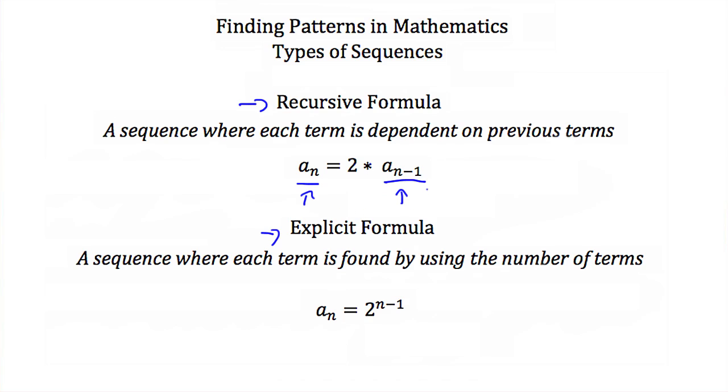So if we ever write a formula that describes a sequence that has previous terms in the formula, then this is a recursive formula. Now, an explicit formula is a little bit different. An explicit formula tells us that each term in our sequence is found by using the number of terms. Think of that as n. So if I have a_n, the nth term in my sequence, that's equal to 2 to the n minus 1 power. Notice that this isn't an a_(n-1) term. This is 2 to the n minus 1 power. n is the power, not a_n or a_(n-1). This is an exponent, not a subscript. So if you ever see n in the formula, then you're writing an explicit formula.